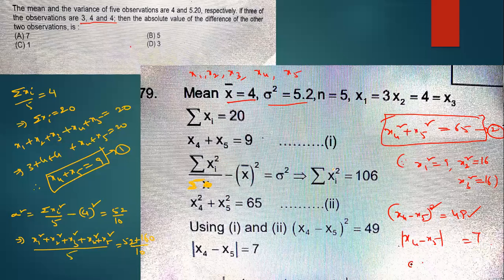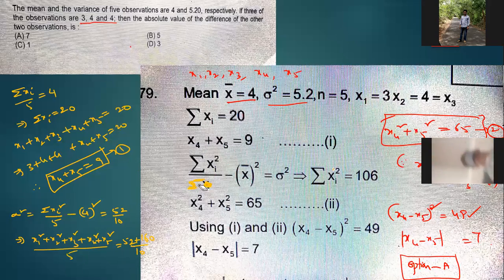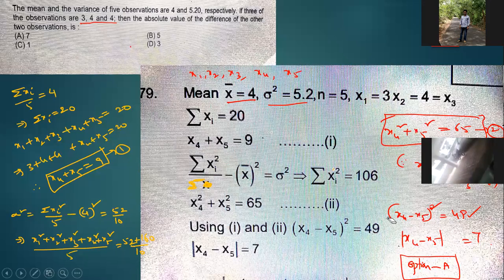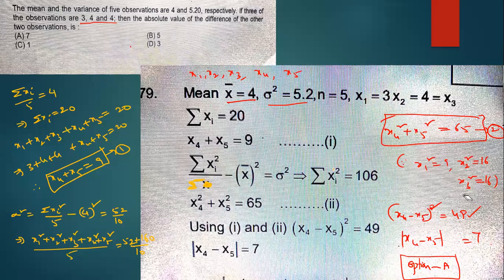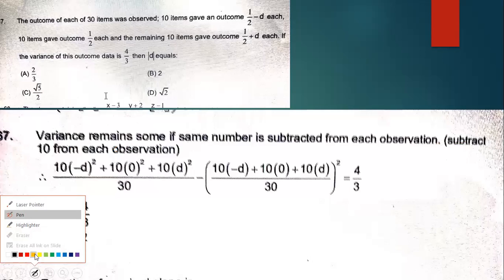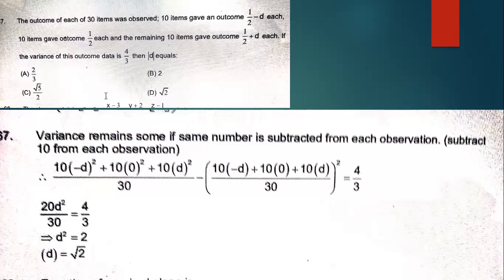Now, finally, what option? This is not X. This is 5, okay, by 5. Anyone? See carefully.